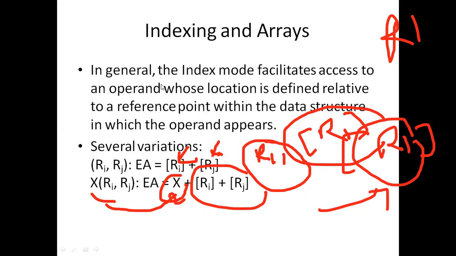Okay, so that's why we are writing here that index mode facilitates access to the operand whose location is defined relative to a reference point within the data structure in which the operand appears. Although this line seems lengthy, you can understand it simply. We are just trying to find out the effective address by considering these relative locations. You know Ri, you know Rj, what address is there, and by adding the values of both we are trying to find it. Otherwise, if the index is specified, we are going to add that constant value to this.